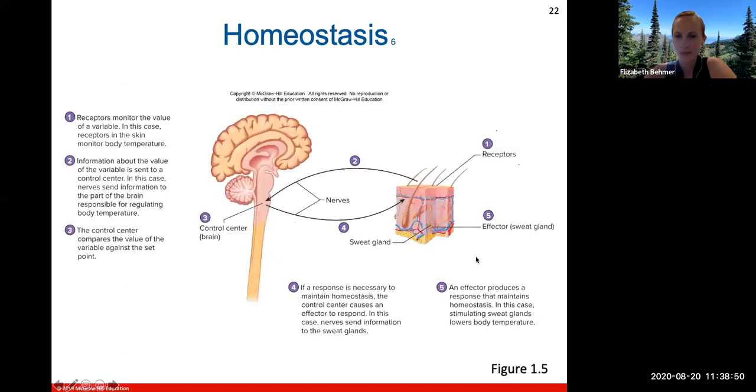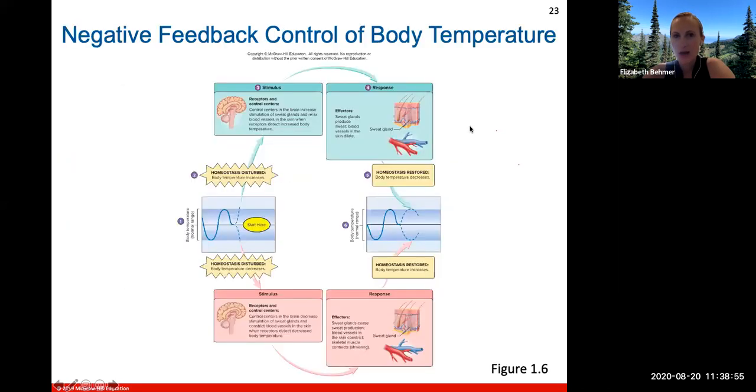Okay. So here's the homeostasis negative feedback loop. Here's negative feedback control of body temperature. So this is a little bit more in detail what happens to body temperature and how your body tries to maintain consistency in body temperature. If we start with this graph by the number 1, the normal range of body temperature is within these darker blue lines. And if the temperature goes too high, homeostasis will be disturbed.